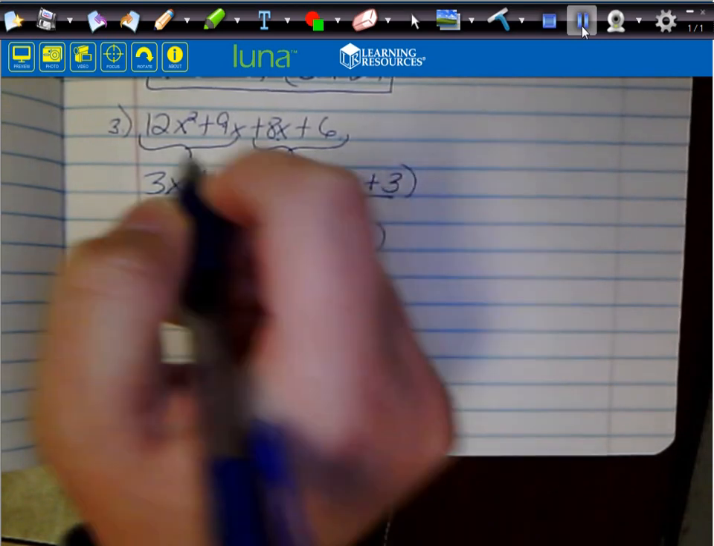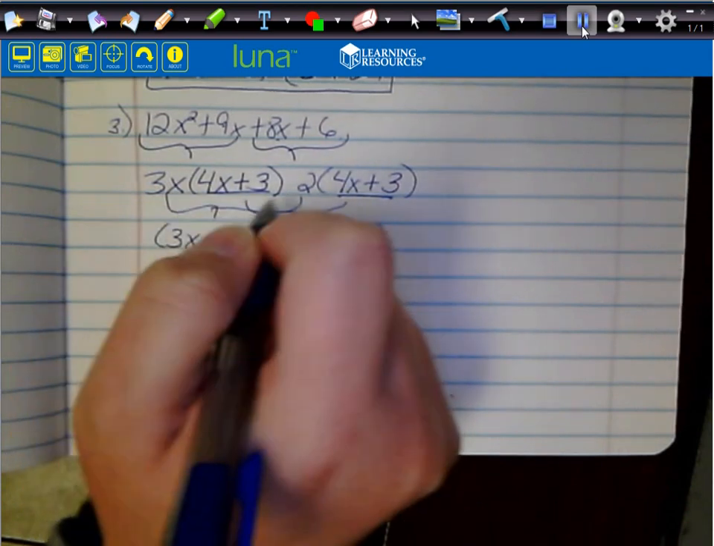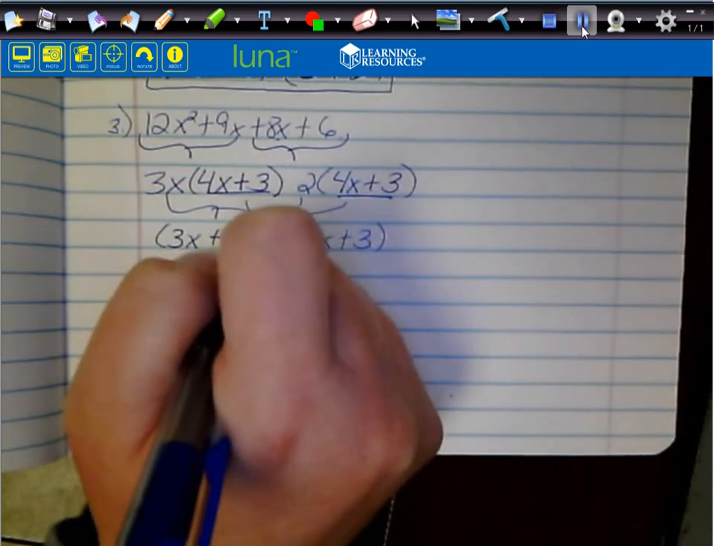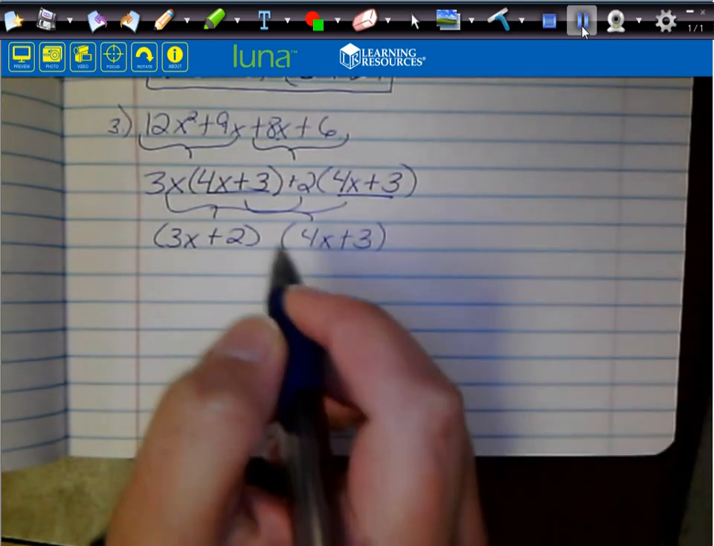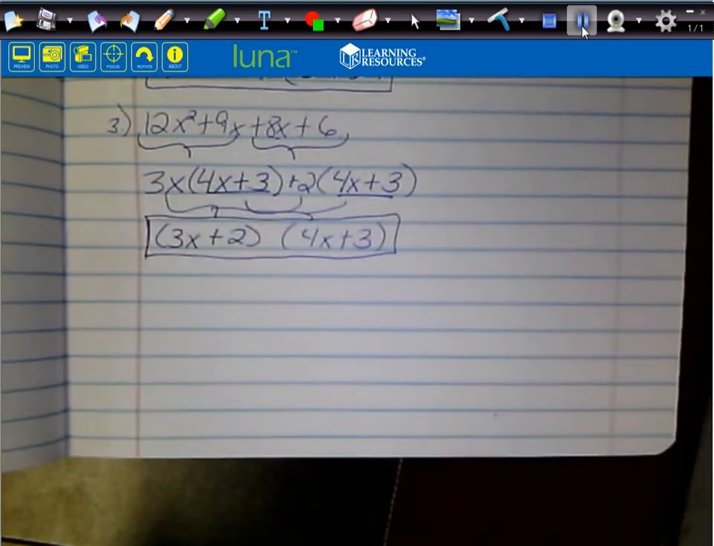So that's going to make up one set of parentheses. What's on the outside makes up the other. So we're going to say 3x. This is a positive 2, so plus 2. And there's my answer. So I factored it into 3x plus 2 and 4x plus 3.